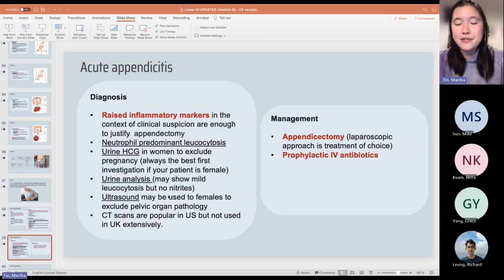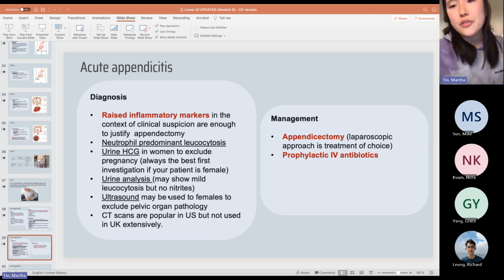So always want to think about that as well. And as this is an infection, as you might expect, you get raised inflammatory markers, you can do a urine analysis, and if you really want, you can do an ultrasound, but oftentimes this is a clinical diagnosis. Yeah. And management, usually just removing the appendix, so an appendectomy, and you can give prophylactic IV antibiotics.